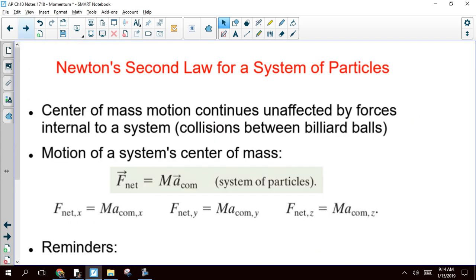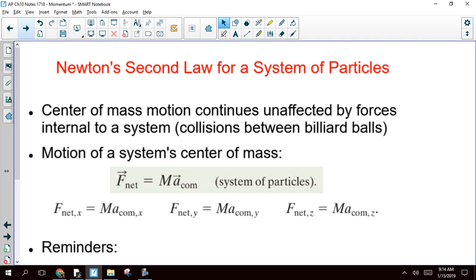Okay, so last thing, Newton's second law for a system of particles. The motion of the center of mass will continue unaffected by forces that are internal to a system. In other words, the only way that the motion of the center of mass will accelerate is if there is an external force on the system. Which shouldn't be surprising.